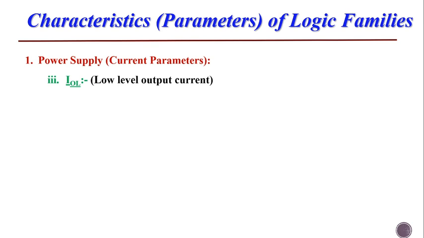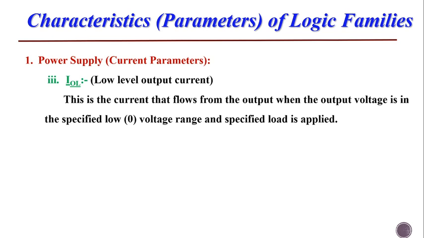Then for the output current, IOL, that is the low level output current. This is the current that flows from the output of the gate or a circuit when the output voltage is in the specified low voltage range and the specified load is applied. So load is nothing but the output device or output circuit that is connected to the output of that gate.